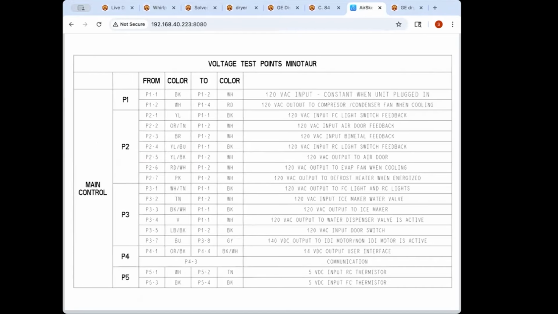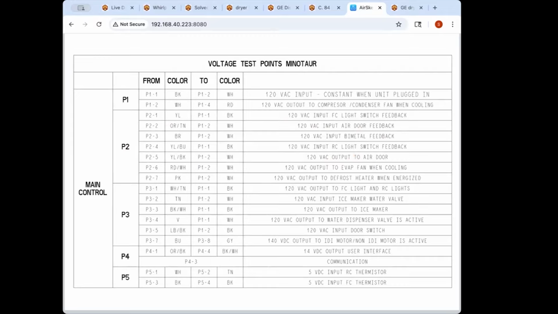And what we've got here is at P2 pin 2. That's where you see they're calling it feedback data line, same thing for the air door. And then over here on P2.5, that's where you have the output to the air door. So that's your actual power supply.